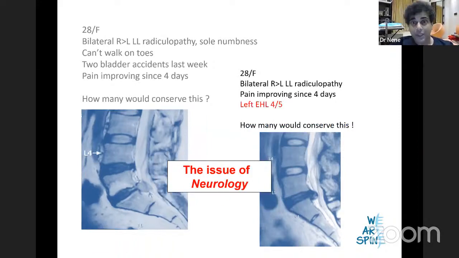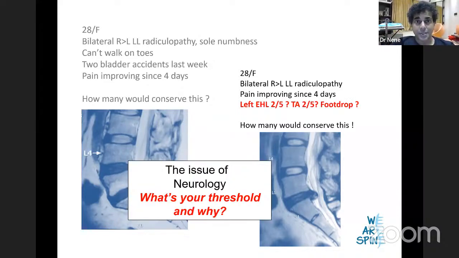So if the person on the left had an EHL 4x5, would you conserve? A few people said maybe that could be used as a decision for surgery. Then we got into a slightly messier situation where you have a disc on the MRI and a foot drop or an EHL of 2x5, a significant deficit. So far the consensus was that 3x5, or something not compatible with your normal life, which means that if you're a running athlete even a 4x5 may not be compatible, you would use that to leverage surgery.